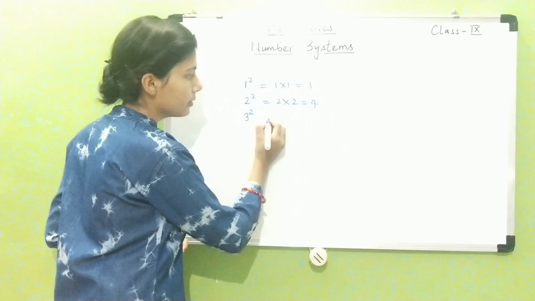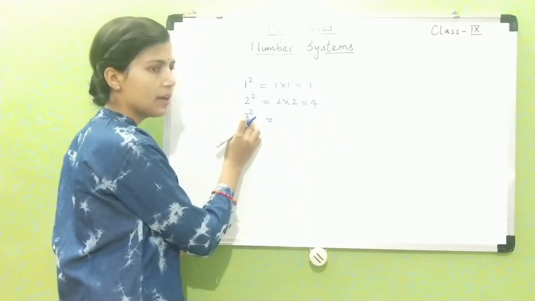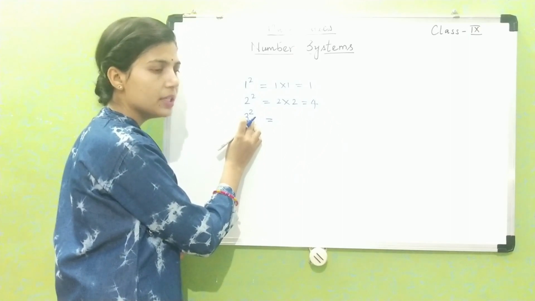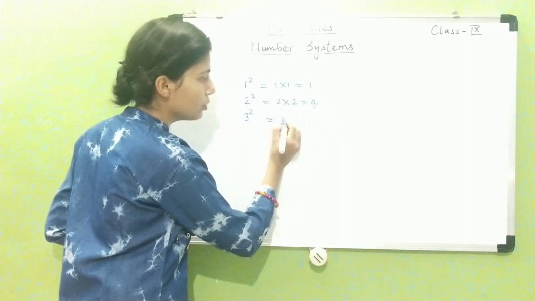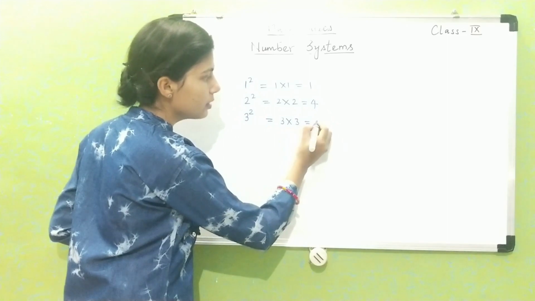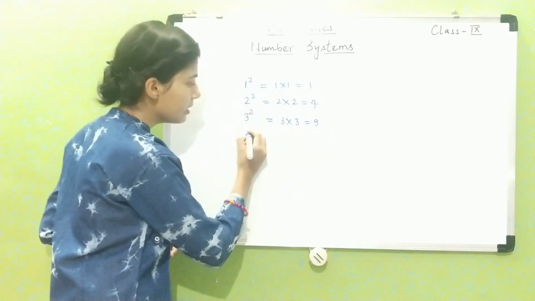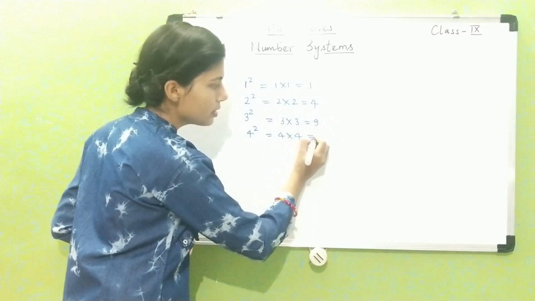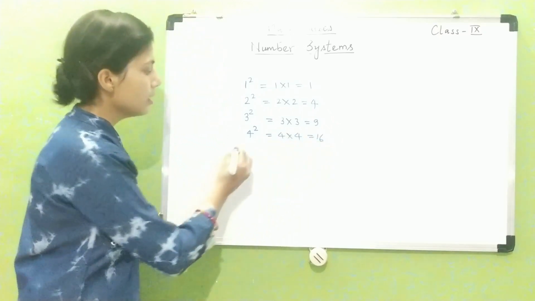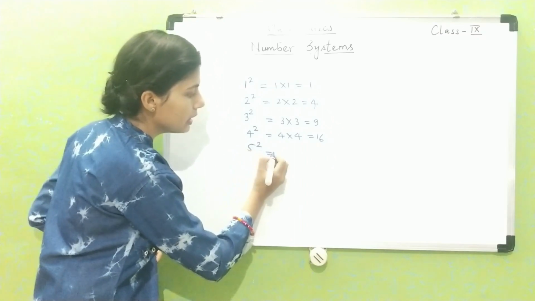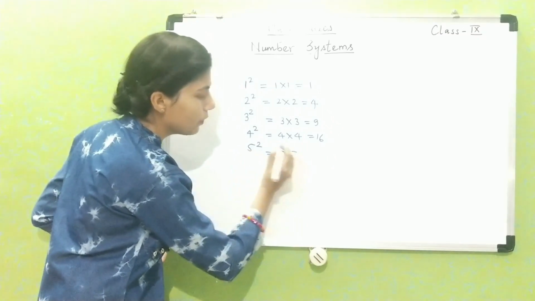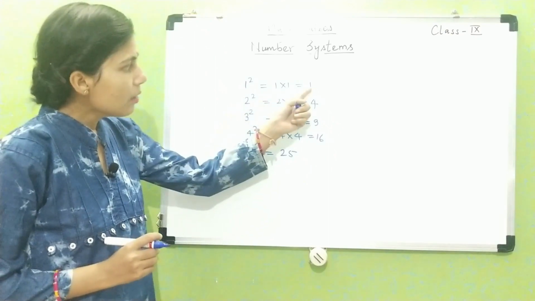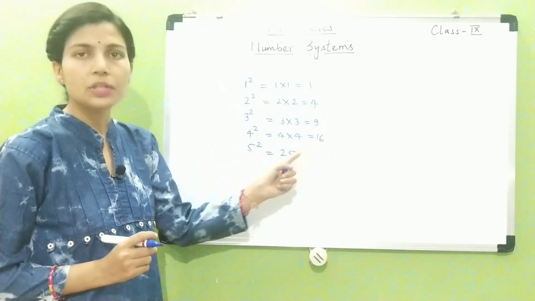Square of 3 means you are raising the power 2, so you will multiply a number with itself twice. So 3 into 3, that is 9. Like this, square of 4 means 4 into 4, that is 16. Square of 5 will come 25. So let's see here, these are 1, 4, 9, 16, 25.